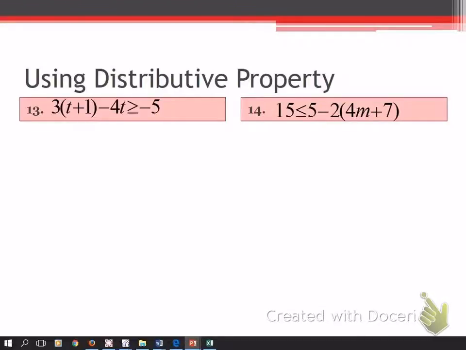Now we're going to add in a little bit of the distributive property when we start to solve these. Again, we did all this with the equation, so hopefully this is just some review. Okay, we're going to distribute this 3 here. So 3t plus 3 minus 4t is greater than or equal to negative 5. Now, we have to simplify the left-hand side before we can solve, which means that we're going to add all of our like terms. I'm going to add 3t and negative 4t. 3t plus negative 4t is negative t.